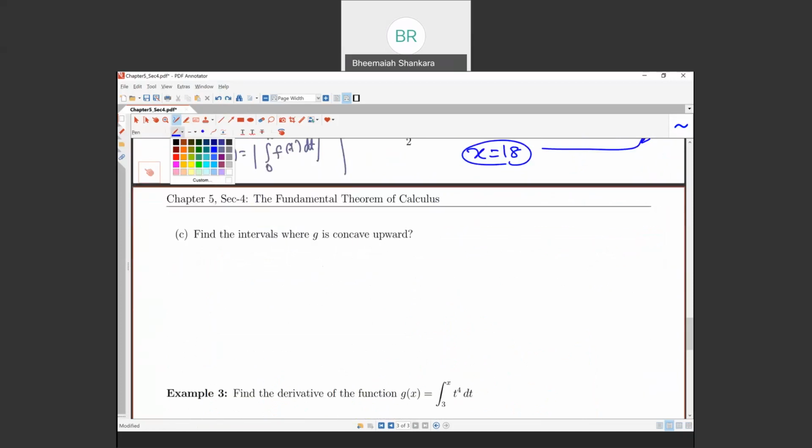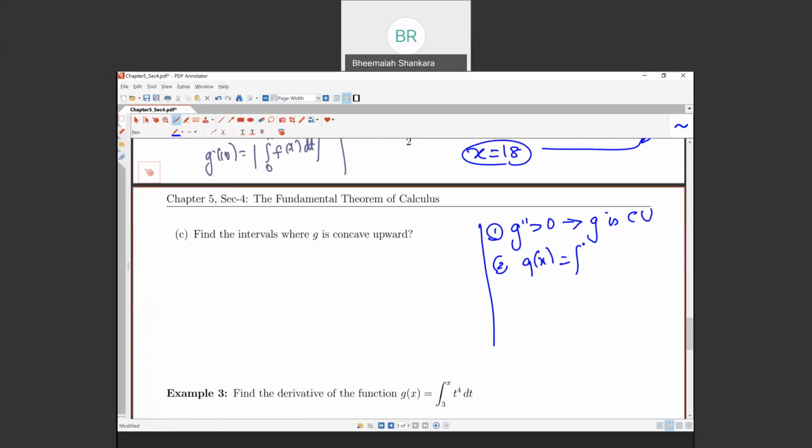When you say g is concave upward, you want to write the definitions which you will be using, which means g double prime is greater than 0. Then you can say that g is concave upward. You also know that g(x) is the integral from 0 to x of f(t) dt. And if you want to calculate g prime, you know that g prime equals f. This is your FTC1.